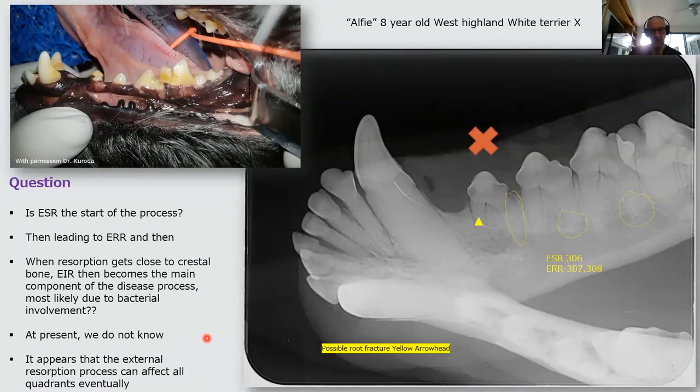It appears that the external resorption process can affect all quadrants eventually, so just be aware of that. Once you see one resorptive lesion, you may have other resorptions occurring, and this is very true for cats as well.